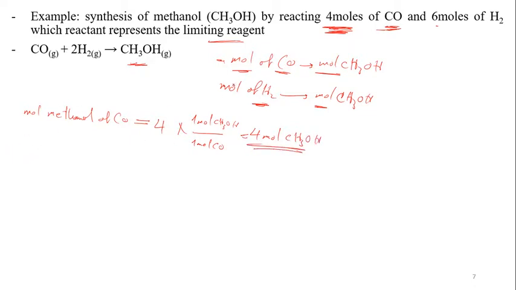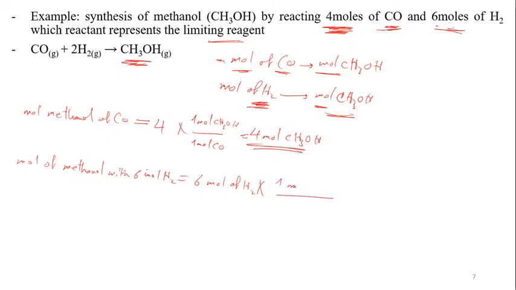Second step, now I need to obtain the number of moles of methanol produced when I use 6 moles of hydrogen. So moles of methanol produced when I react carbon monoxide with hydrogen would be equal to, I have 6 moles of hydrogen. So for each 1 mole of methanol, CH3OH, I start with 2 moles of hydrogen. So this means 3 moles of methanol.